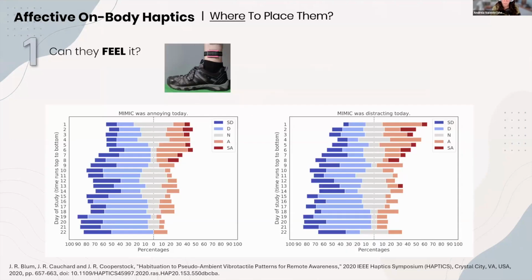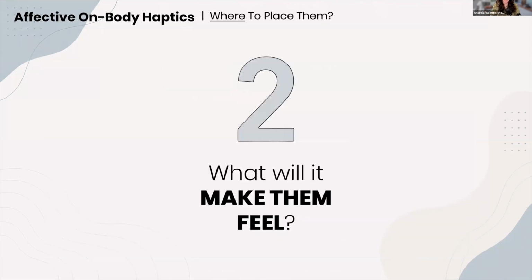And this can be a good thing. For example, for this project, the Mimic project, they put an ankle bracelet with a vibration motor. And the idea was that it was two partners. And when one of the partners was moving, you would give a vibration to the other person, which is kind of annoying, and you can see on the plots, people found it pretty annoying in the beginning, but as the days went by, it kind of became part of their lives, and their responses changed a lot, and their perspective on the device. So that was on can they feel it?